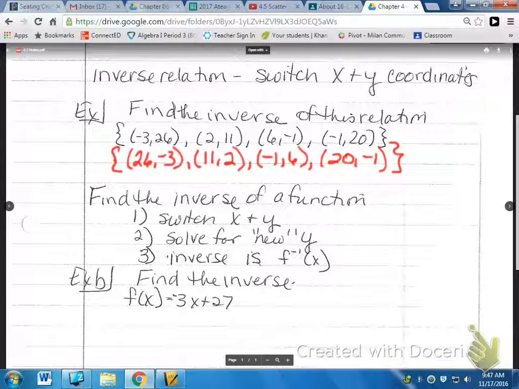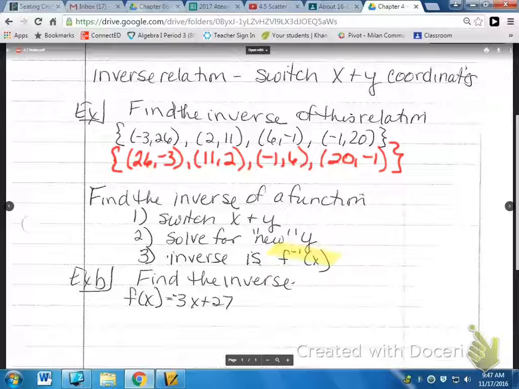And the notation is f, and there's a negative 1 there. Negative 1 is the exponent. That implies inverse of that function. That's how you write that new notation. It has to have a negative 1 there. So when you see f of x, that's the regular function. And when you see f negative 1 of x, then you know it's the inverse.